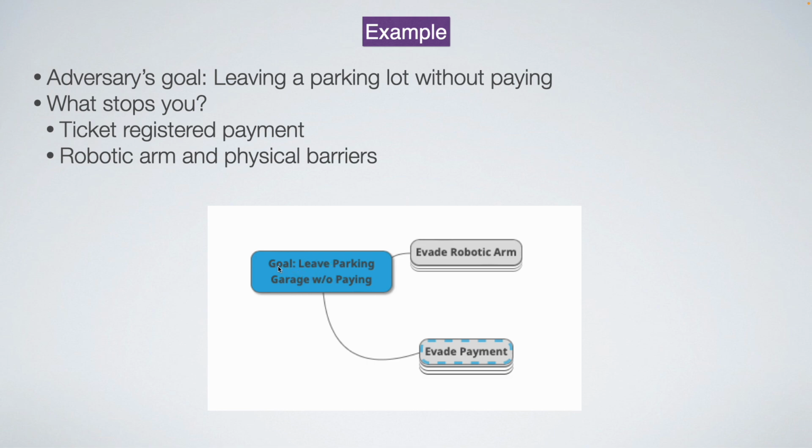But anyway, I would call the root node "leave parking garage without paying." That's the adversary's goal. And then I might decide there's two kinds of attacks. There's the attacks on the arm, and there's the attacks on the payment system, okay? There's probably more, but that's a good place to start.